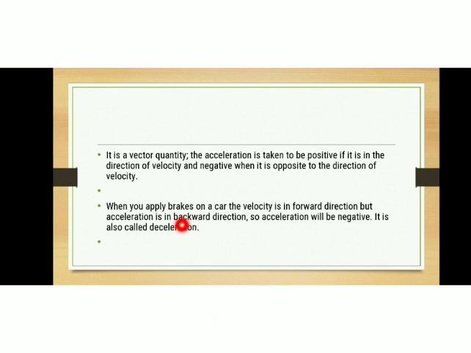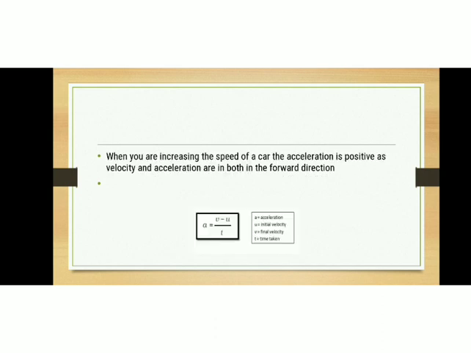So whenever the velocity decreases with respect to time, we experience a negative acceleration, deceleration or retardation. On the other hand, when you are increasing the speed of the car, acceleration is positive because velocity and acceleration both are in the forward direction.